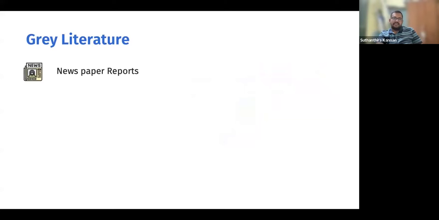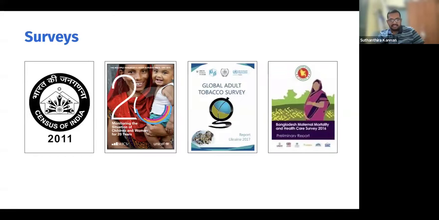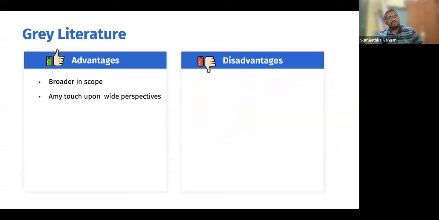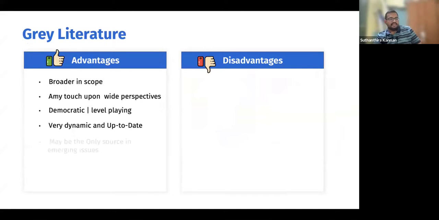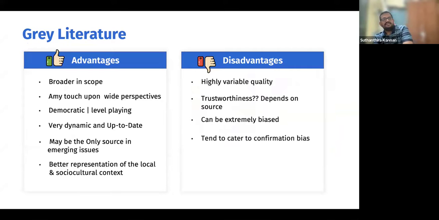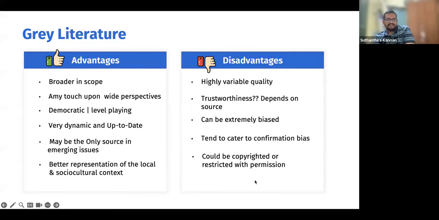Okay, surveys can be used, but they come under gray literature. These are various surveys: Census of India, Global Adult Tobacco Survey, National Mortality Survey. We have SRS, the Sample Registration System survey. Gray literatures are those which I already told. Gray literatures are broad in scope, so there is a wide perspective and demographic information, and may be up to date. It may be the only source on emerging issues like Nipah virus. Better representation of local and social context may be there, but the trustworthiness depends on the source. A newspaper may be politically biased, so we have to confirm the bias. It could be corporate but restricted with permission.